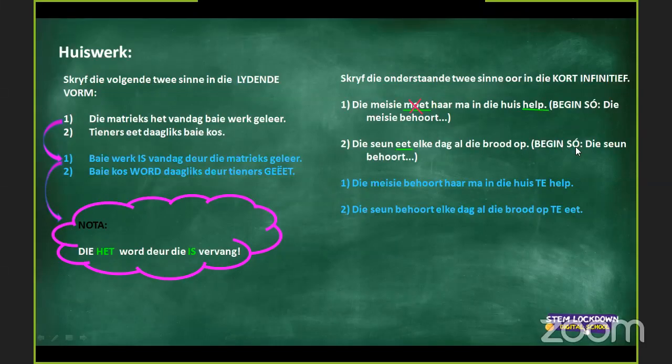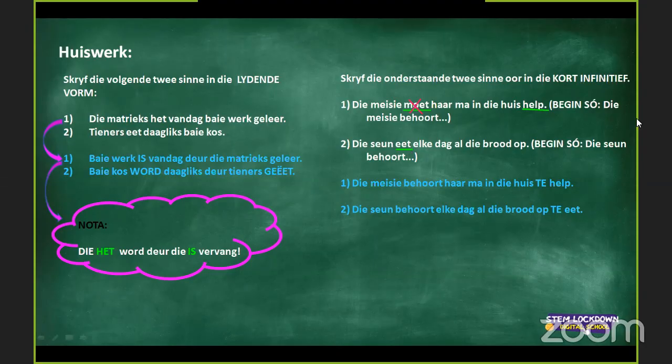So dit sê begin so, die seun behoort. So I said you identify your verb. So is dit eet. Good. Now this sentence does not have an auxiliary verb. Okay, so now it works slightly different.